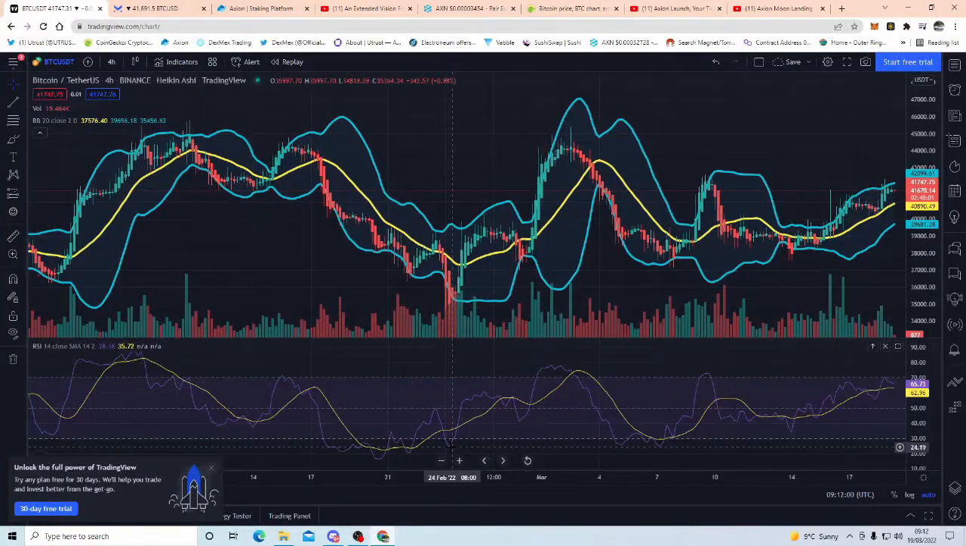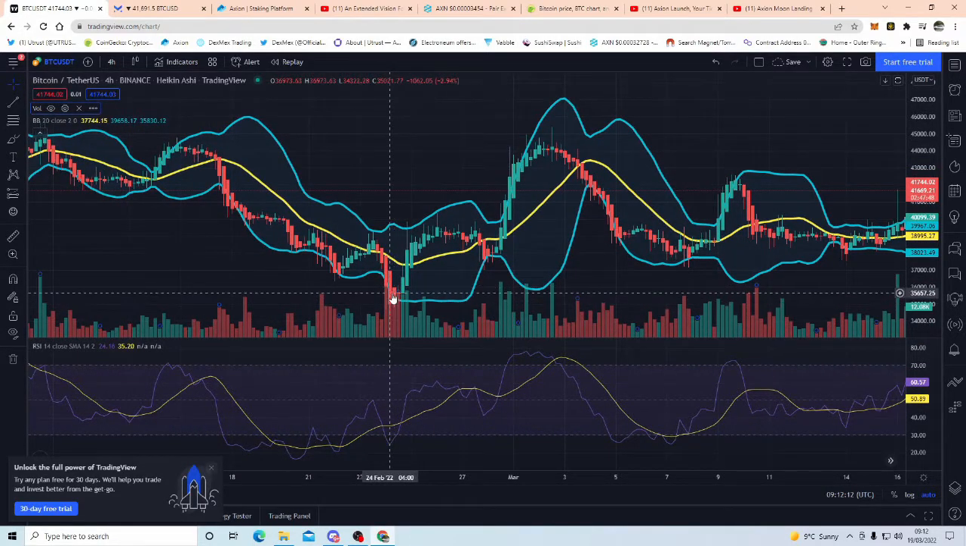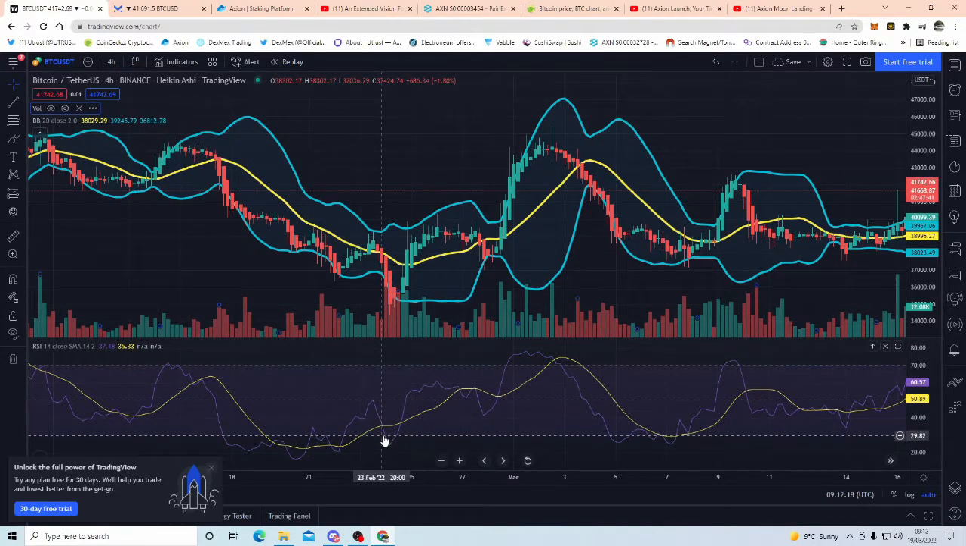So let's say you bought in when it went below the bottom band here. So we're looking at around here. You're confirming it here, where the red candles show it's been sold. And then you're confirming it here where it's gone out the bottom, the RSI 30. Yes, it's dipped below that.